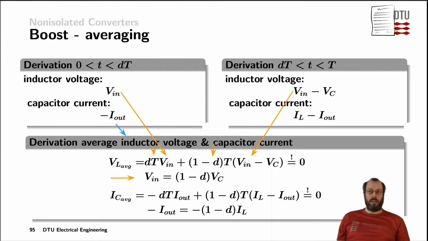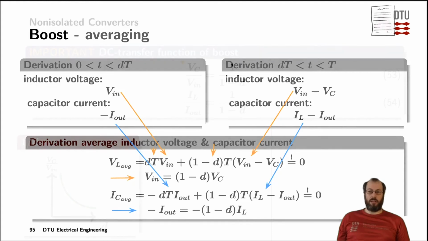Doing the same thing for the capacitor current, we weight the negative output current with the duty cycle times the operating period, and 1 minus duty cycle times the operating period is getting weighted with the capacitor current during the off time of the switch. When we rewrite this equation, the negative output current equals minus 1 minus the duty cycle times the inductor current.